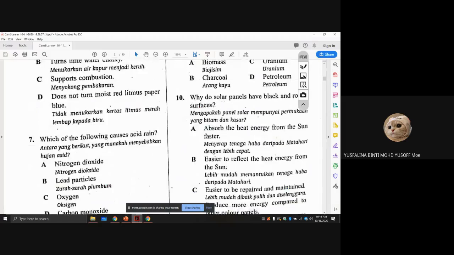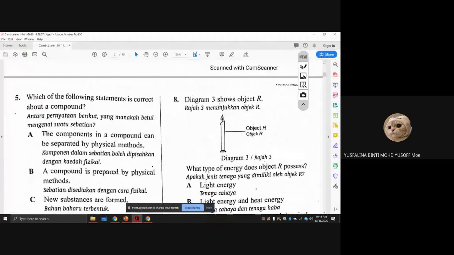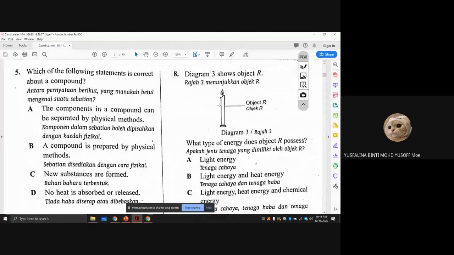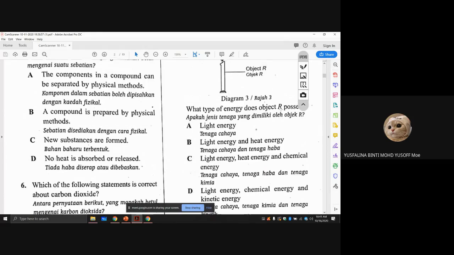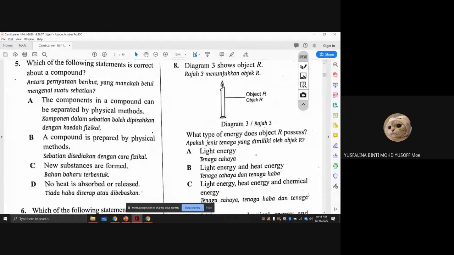Next one, number 8. Diagram 3 shows an object R. This one is actually a candle. What type of energy does object R possess? The answer must be light energy, heat energy, and chemical energy. Before the candle is lit, it has chemical energy. Like ourselves, when you eat, the food contains chemical energy.